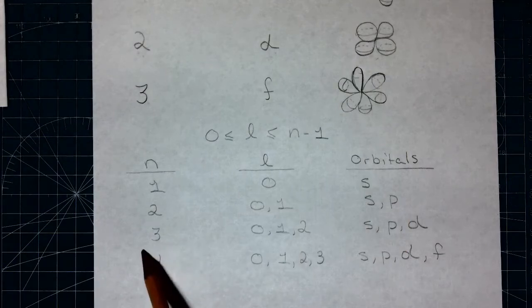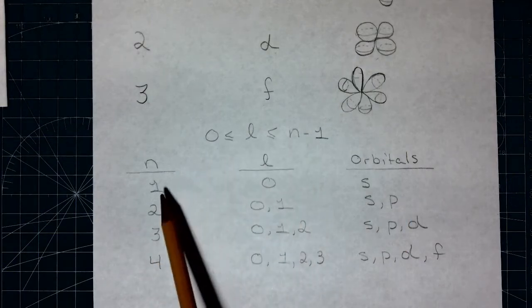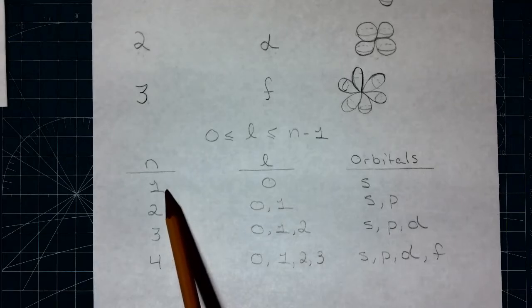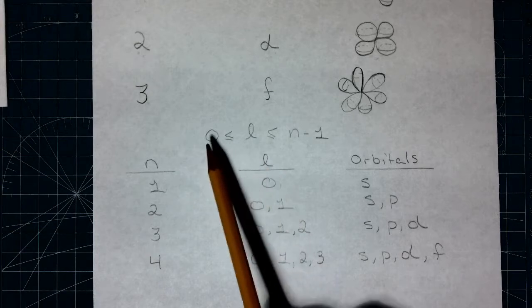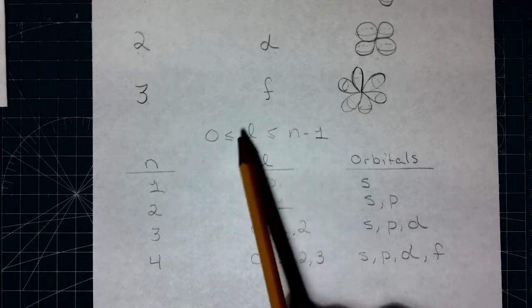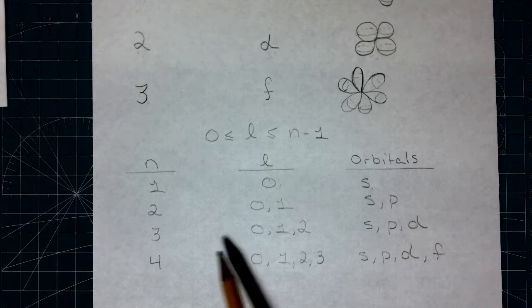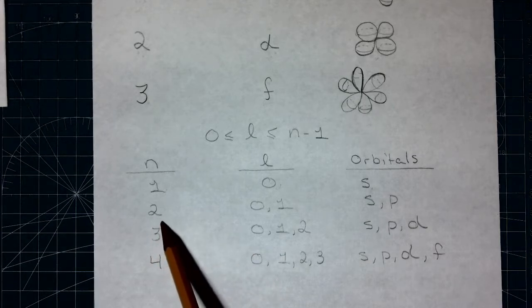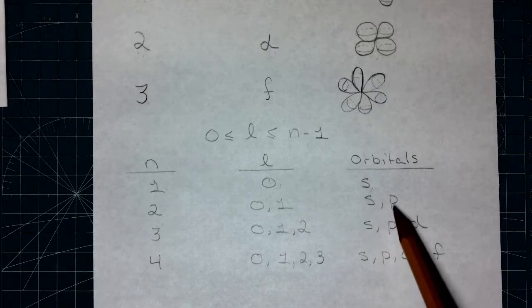If we take a look at this table, we can see which sort of L values are permissible in each one of our shells. So when n equals 1, we can only have L values of 0, right? Because it's going to be between 0 and n minus 1, which is 0, so it only can be 0. And in that energy shell, we can only have s orbitals. When n equals 2, L can be 0 or 1, and we can have s and p orbitals.